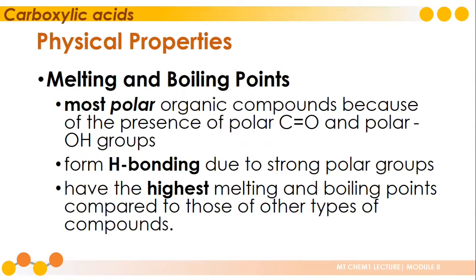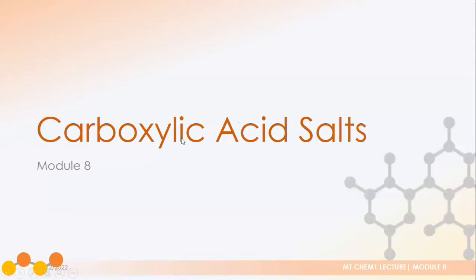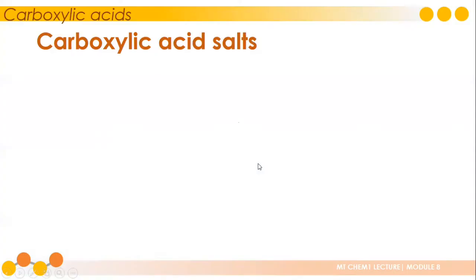Because of these two functional groups present in the carboxylic acid, this makes the carboxylic acid the most polar organic compound. Another thing that affects the melting and boiling points of the carboxylic acid is their ability to readily form hydrogen bonding because of their strong polar groups. They can readily bond with other molecules or with themselves because of this free hydrogen that they have. Because of this, carboxylic acids are considered to have the highest melting and boiling points in comparison to other types of organic compounds. These are some of the notable physical properties of carboxylic acids. Let's now proceed with the carboxylic acid salts. This involves the chemical reactions that we can observe in carboxylic acids.